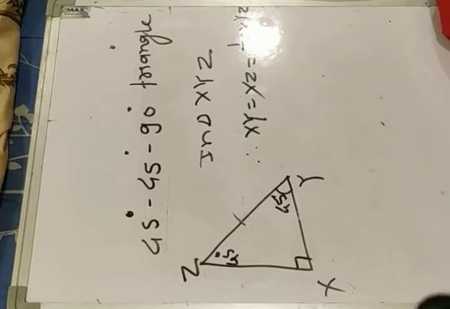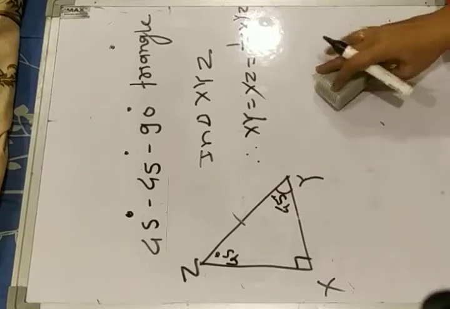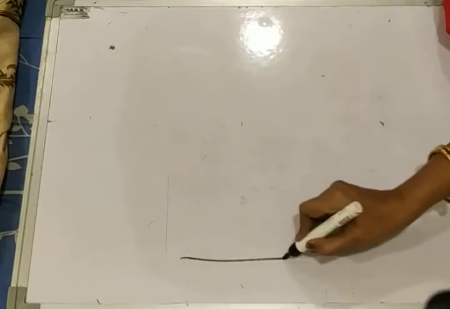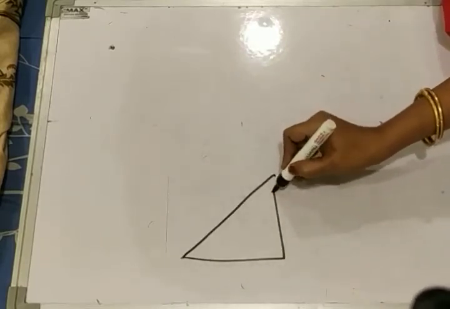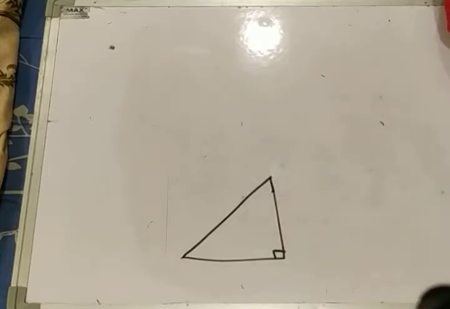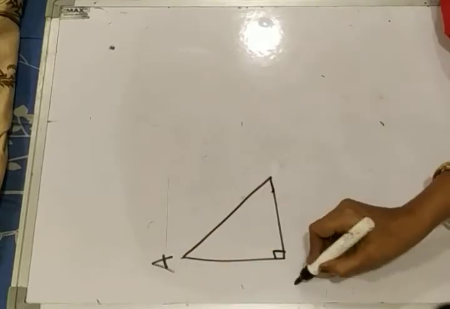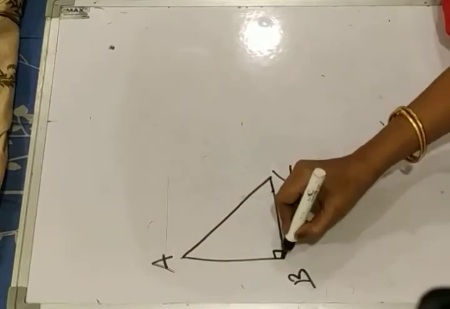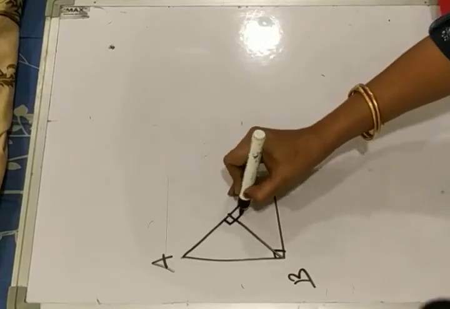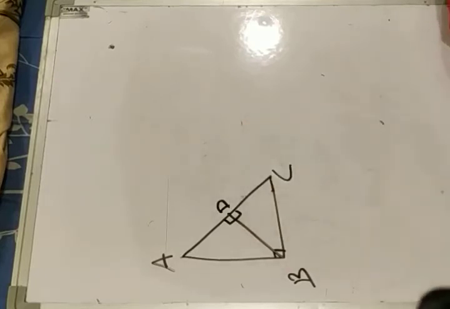Then the next theorem is similarity in right angle triangles. The theorem says that in a right angle triangle, all the triangles are similar to each other. This is the right angle triangle ABC and BD is perpendicular to segment AC. Construction: BD perpendicular to segment AC.